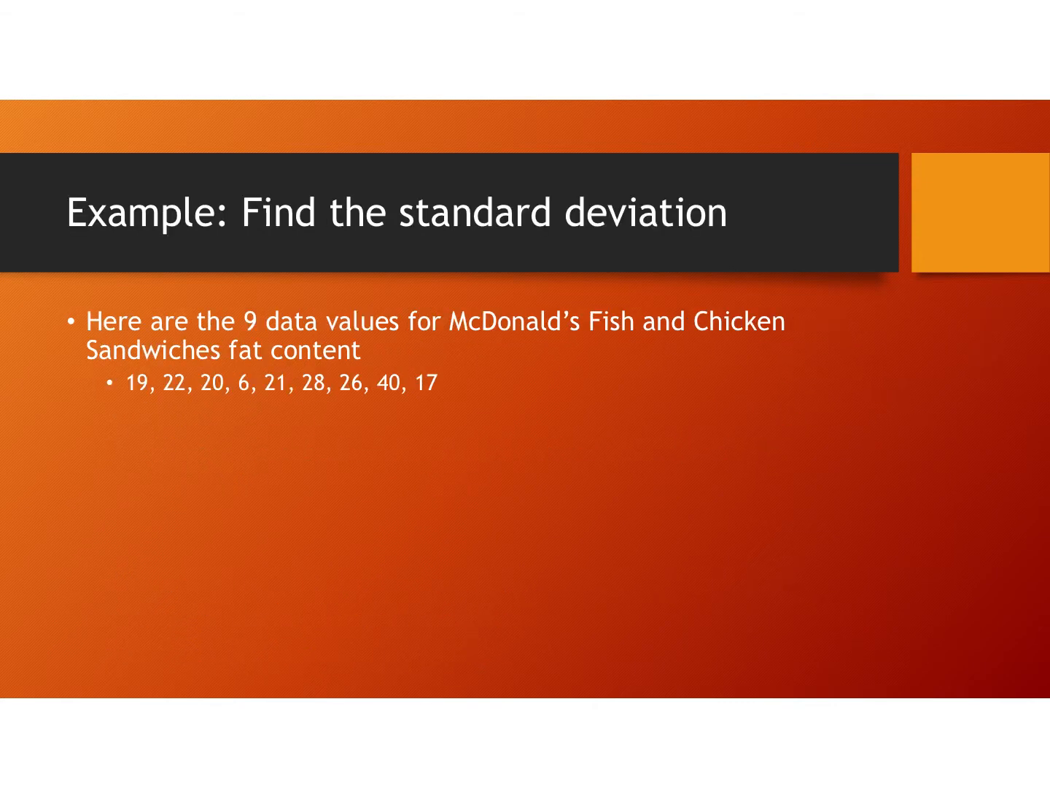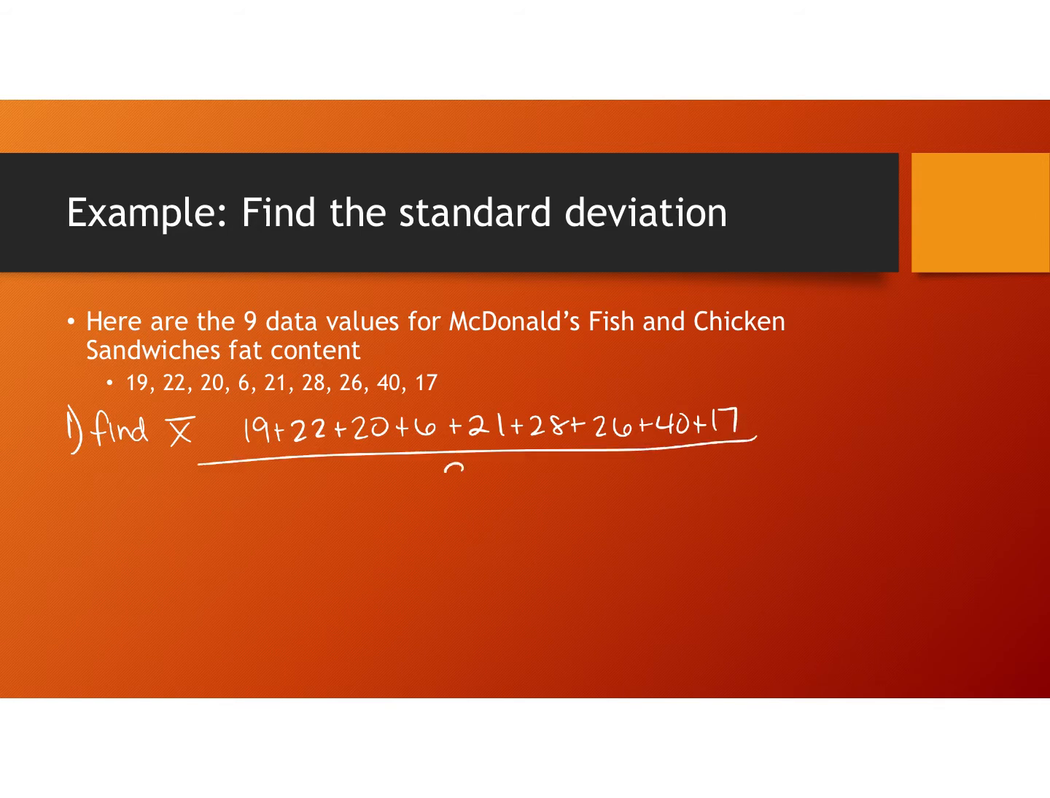We are going to use the data from McDonald's fish and chicken sandwich fat content to find the standard deviation. We found the mean of this data the other day on Wednesday, but let's do it again. So step 1, find the mean. 19 plus 22 plus 20 and we're going to divide by 9, because there are 9 data values.